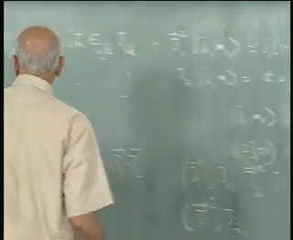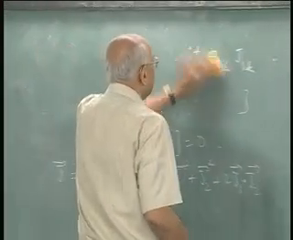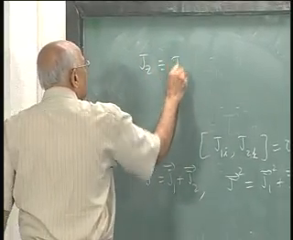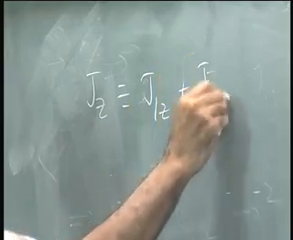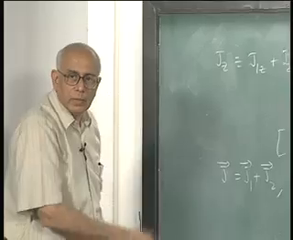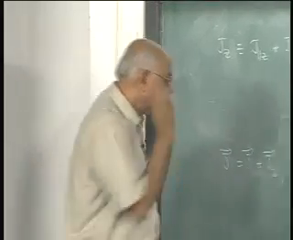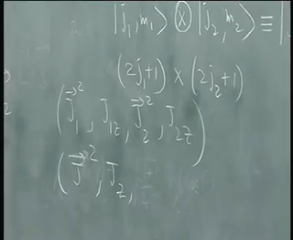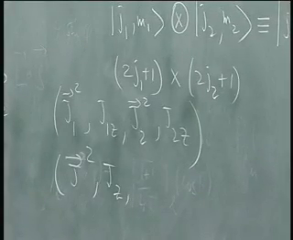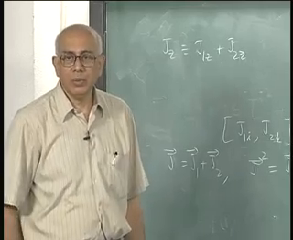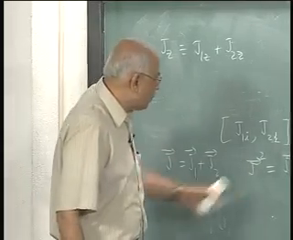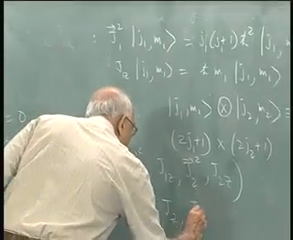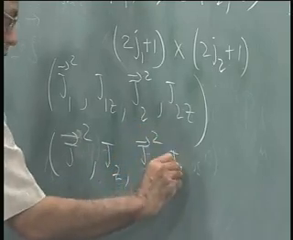And what is the definition of Jz? By definition it is j1z plus j2z. That is the whole idea of adding these two vectors. You add each component. J squared. And what else? I claim there are two other operators which you can find from all these: j1 squared and j2 squared.